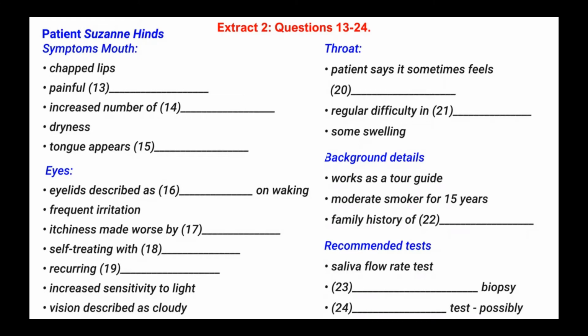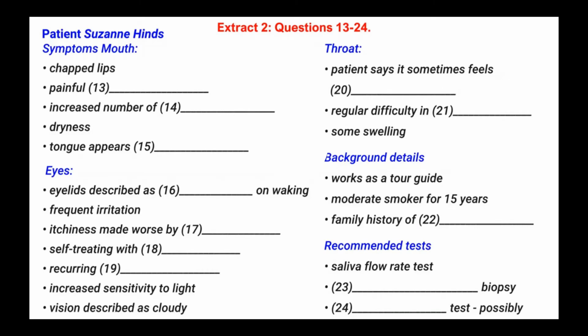Okay, so from looking at the questions, we know that it's divided into 5 subsections, namely symptoms, mouth, eyes, throat, background details, and recommended tests. Let's look at the first subsection, symptoms, mouth. Just from the name of the title, we know that it'll be the patient who is speaking, and we will get our answers from what the patient has to say. Similarly, with eyes and throat and background details as well.